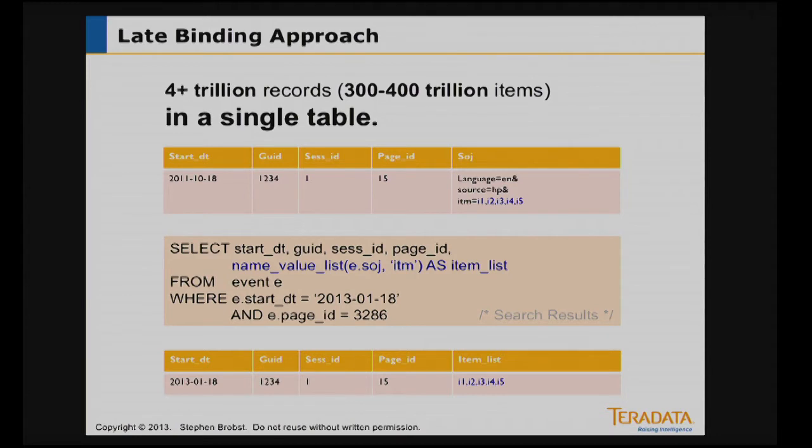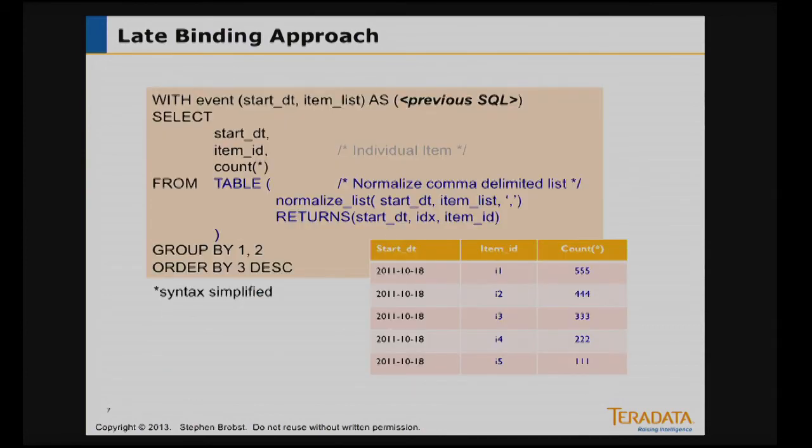So what I'm doing here is I'm going to parse it at query time. So this name value list function, which we refer to as beyond SQL, SQL++ is what eBay calls it, we will take this glob-like thing, and we're going to search for a tag, and then we're going to create an item list based on that tag. Again, I'm making a much simpler example than how it works in real life, just to make it understandable. And then I'm going to have this normalized list, and I'm going to pivot that item list into something that a relational database knows how to deal with.